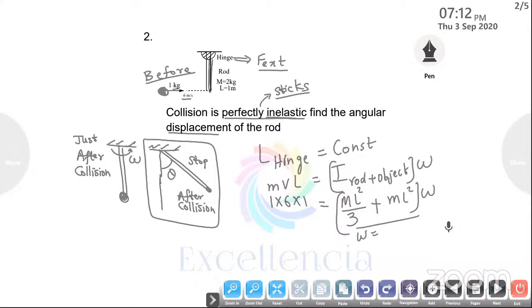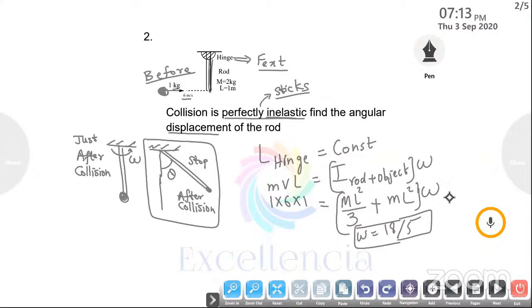Okay, substitute the values. I'll give you some time, 5 seconds. Can you tell me the value of omega? 18 by 5. Very good. 18 by 5. Yes, sir. Okay, then what?